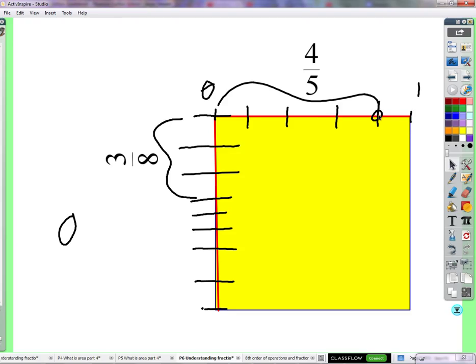How long is this side? It's one. How long is this side? It's one. So it's one square. Okay, so now listen. The area is one. One square, right?